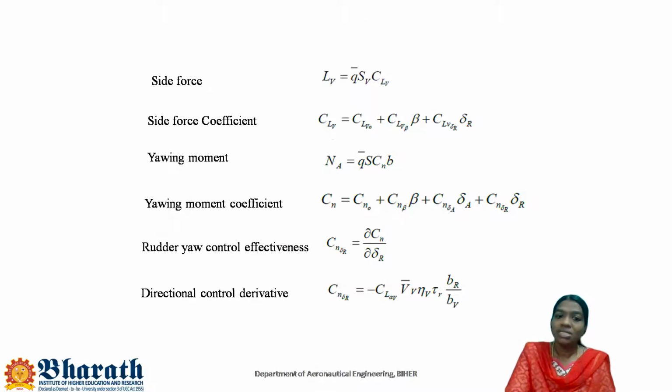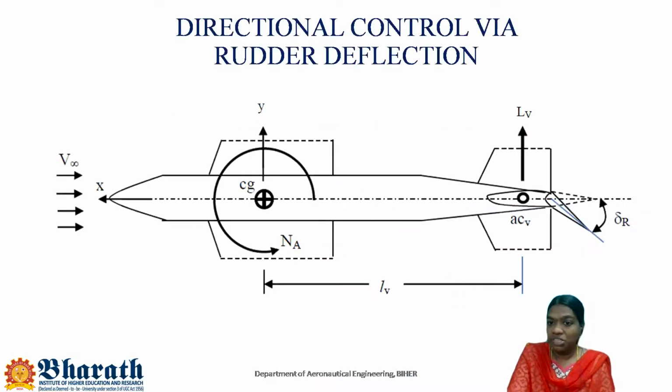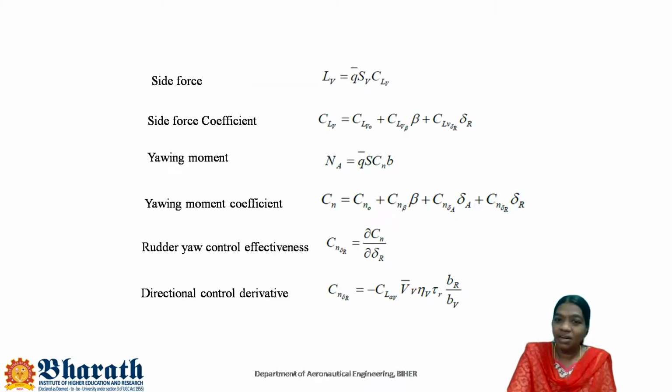And so these are all the aerodynamic characteristics which are related with the rudder deflection. The first one is side force. Because of the deflection of the rudder, the side force is generated. So what is the side force? As we already know, it is the coefficient of the side force times the dynamic pressure times the area of the vertical stabilizer. So side force is represented by LV, and it is CLV times Q bar times SV. Q bar is the dynamic pressure of the vertical stabilizer, SV is the area of the vertical stabilizer, and CLV is the coefficient of the side force.